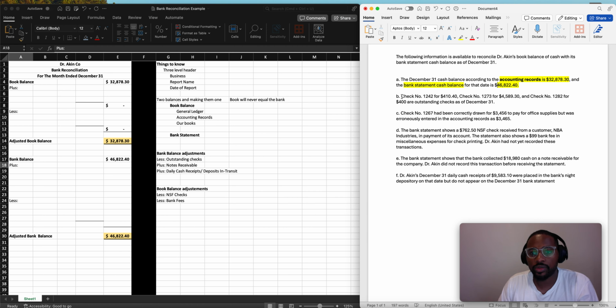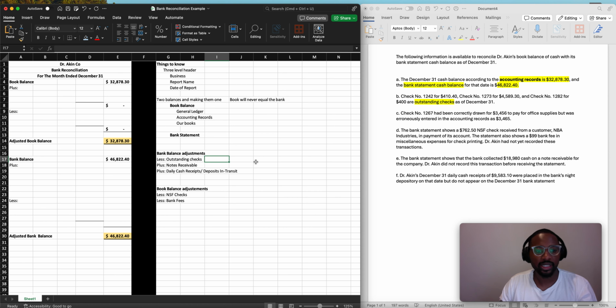Let's go to the first one. It says check number 1242 for 410.40, check number 1273 for 4,589.30, check number 1282 for 400, and you want to highlight this: outstanding checks as of December 31st. Now, outstanding checks, these are checks that we have cut, but the bank is unaware of. Okay, so checks that we have cut that the bank is unaware of.